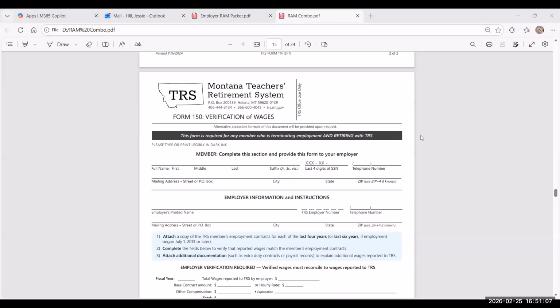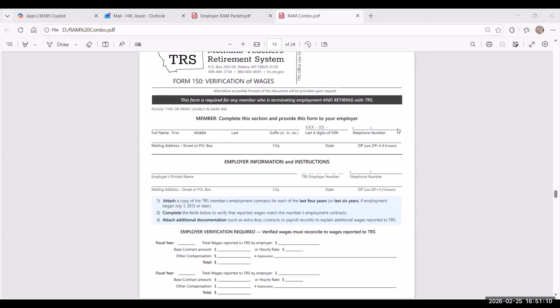Good afternoon. This is Johnelle Sedlock. Like Jessie said, thank you, Jessie. I'm the active team supervisor. I've been with TRS for almost 24 years, so I've done this process a lot throughout the years. And I just wanted to explain why we did this Form 150.